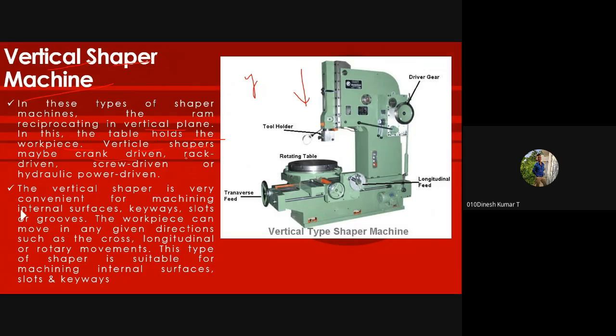The drives may be crank driven or rack driven, screw driven or hydraulic power driven. These are some of the drives used in vertical shaper machines. The vertical shaper is very convenient for machining internal surfaces, keyways, slots or grooves. The workpiece can move in any given direction, such as cross, longitudinal or rotary movements. This type of shaper is suitable for machining internal surfaces, slots and keys.